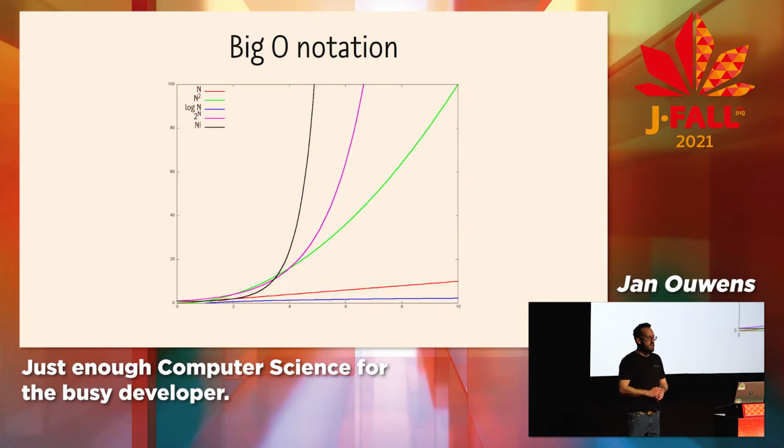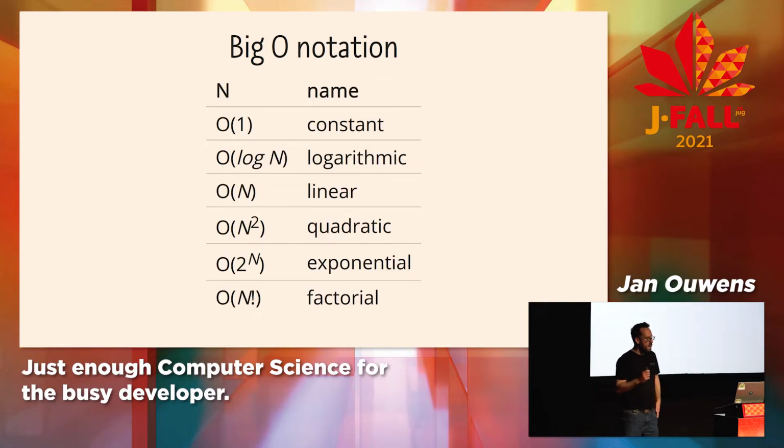If you put it in a graph, it looks like this for the visually oriented people. And we also have given names to the most common big O instances. So like a linear algorithm is one that grows with the input size, and a quadratic one that grows quadratically with the input size, etc.